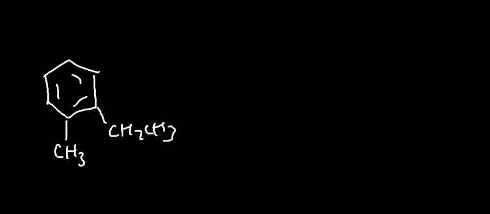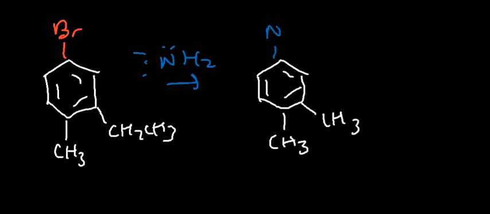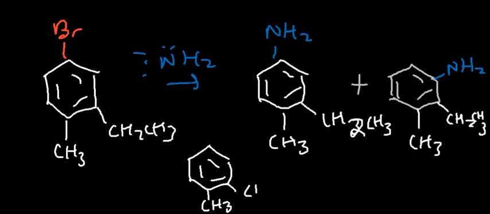Now let's say we have two different substituents. Let's say we have a methyl and we have an ethyl, and we have a bromine atom here. Now if we use NH2 minus or sodium amide, we can get all three different products because there's no symmetry anymore. So this is one product. Here's the other product, and then here's the last product. So as you can see, all of these products are different. If we name them, we'll get different names.